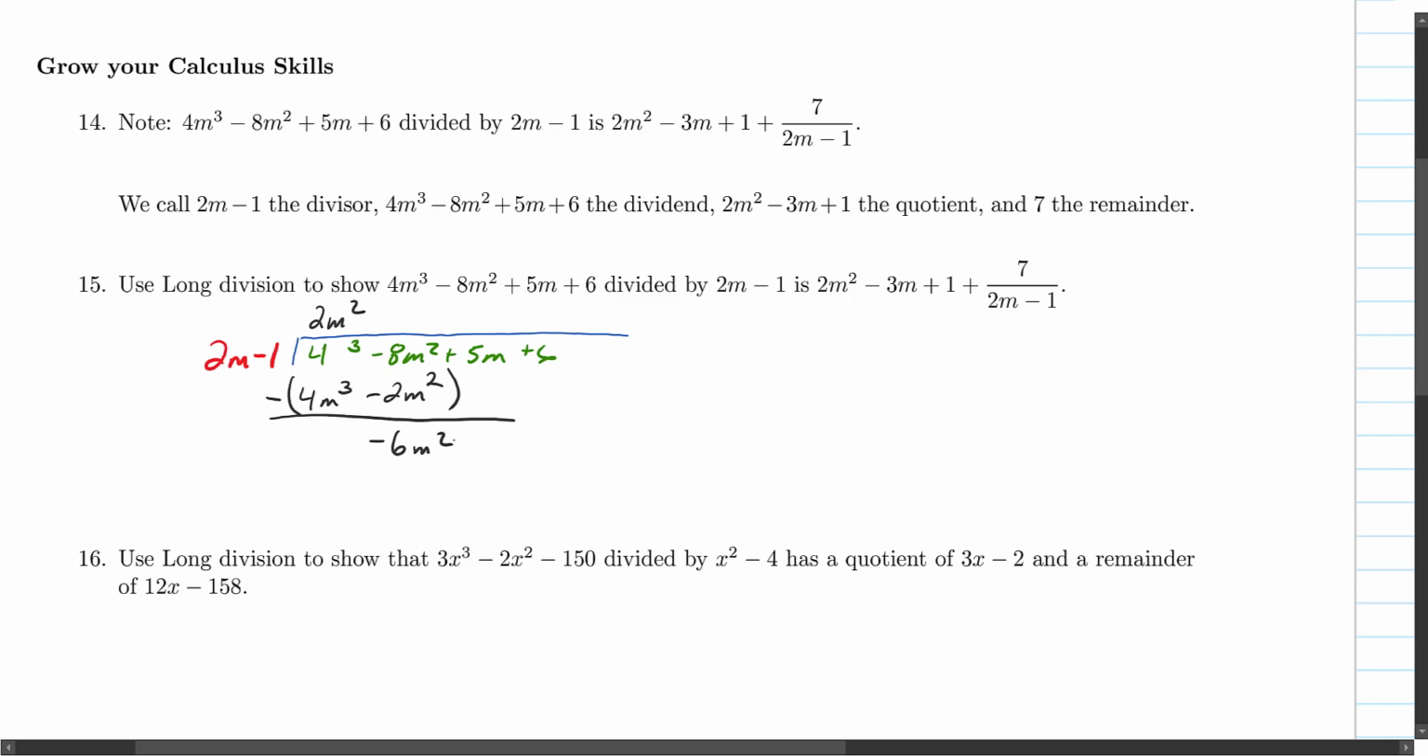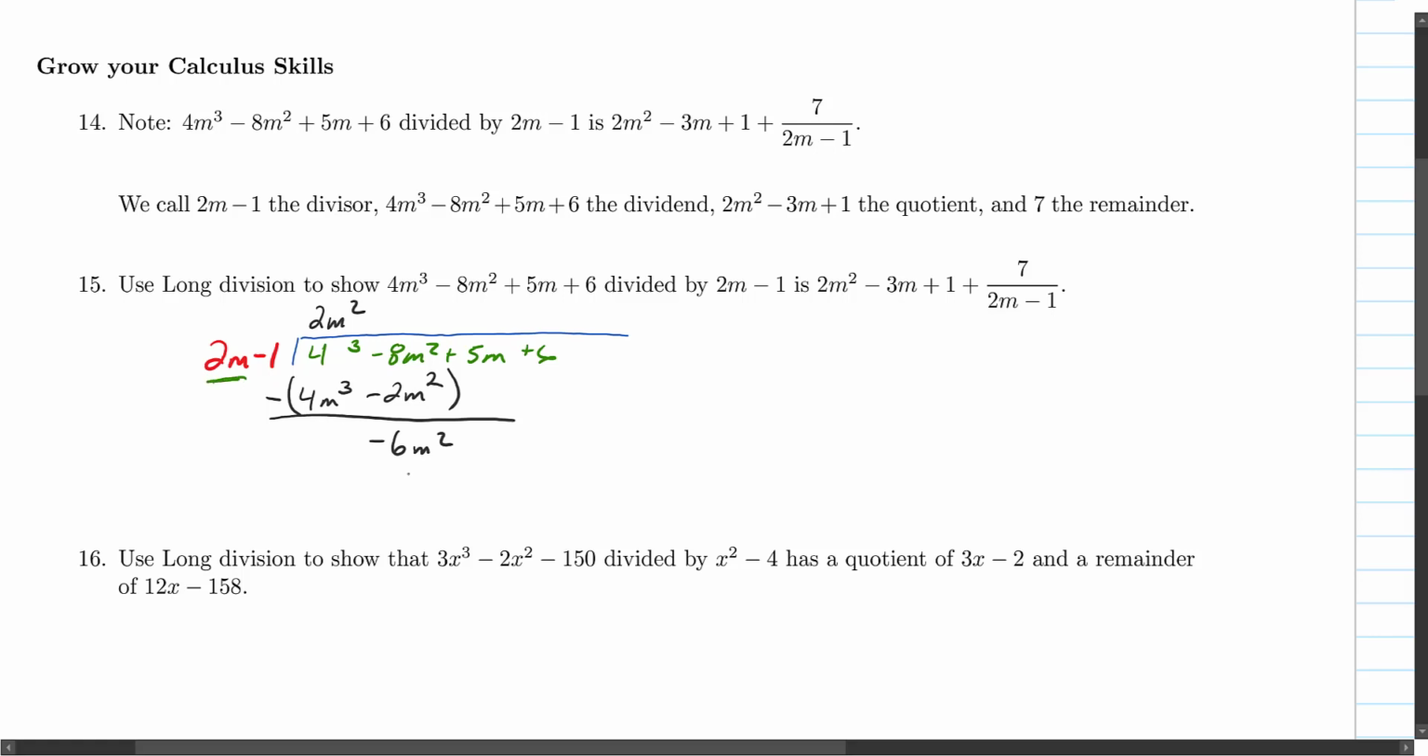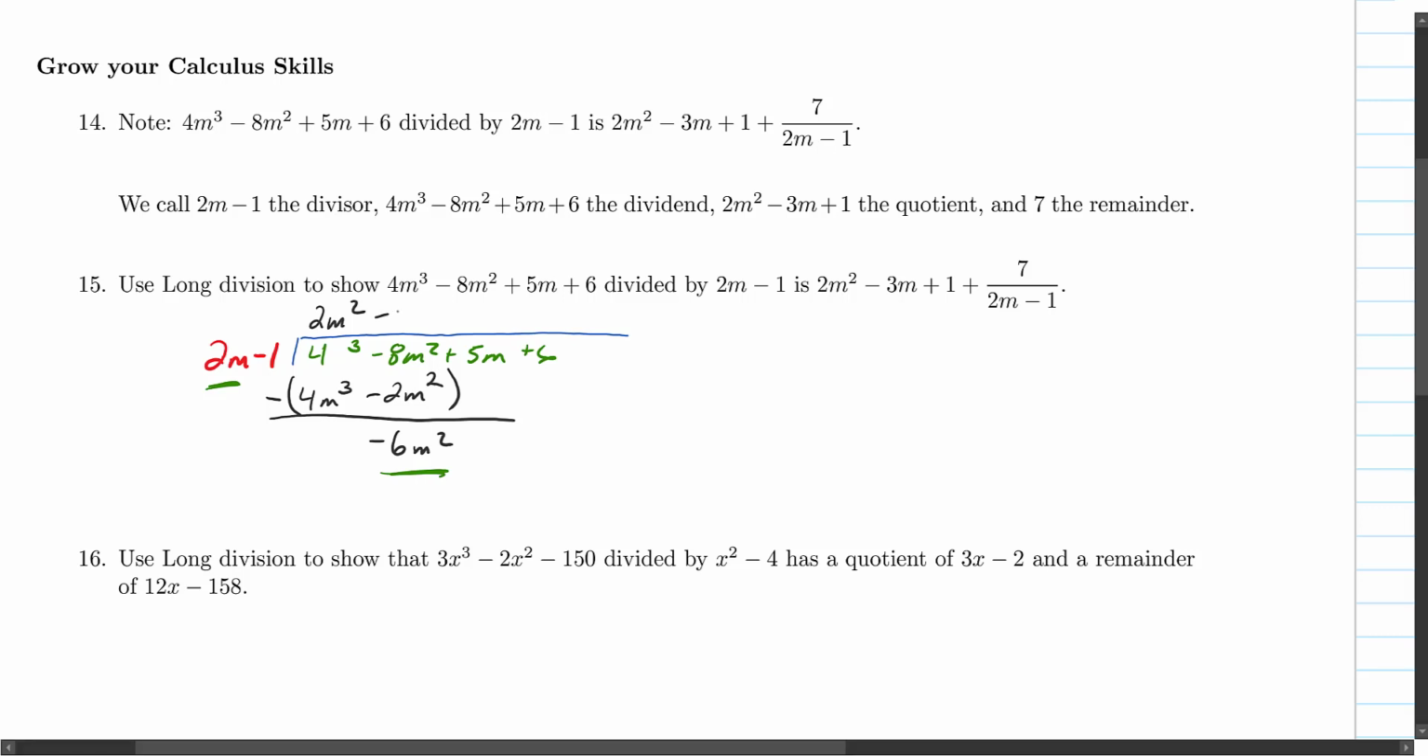Okay. So let's play this game again. Again, I'm going to ask myself, what do I need to multiply 2m by to make it look like minus 6m squared? And the answer is we want to multiply it by a negative 3m. Let's go ahead and do that.